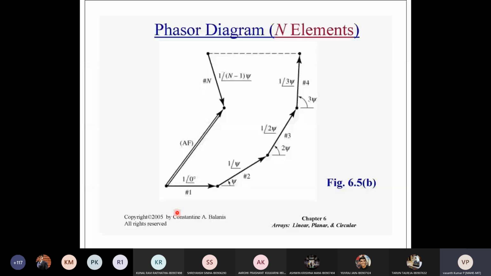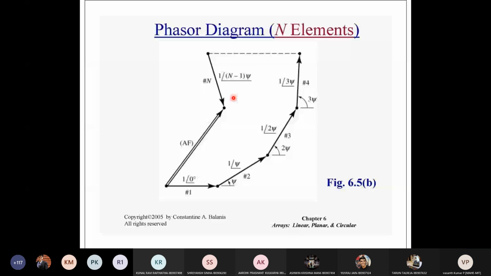So you can see 1 at an angle 0 is like this. 1 at an angle psi, you join this. Again 1 at an angle 2 psi, you join like this. 3 psi, you increment the angle by psi each time: 1 psi has become 2 psi, 2 psi has become 3 psi, like that. The resultant, the array factor, is the vector joining the start and the end. You simply keep on adding these different expressions for the electric field and then find the resultant expression.